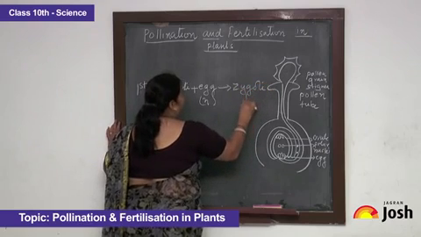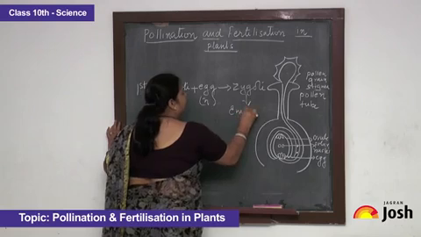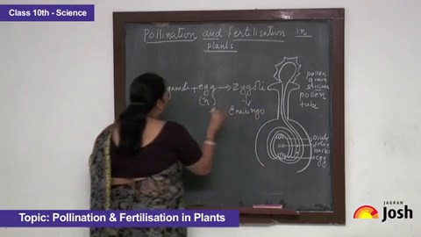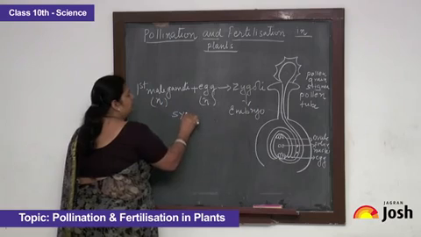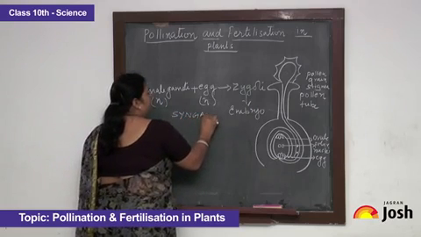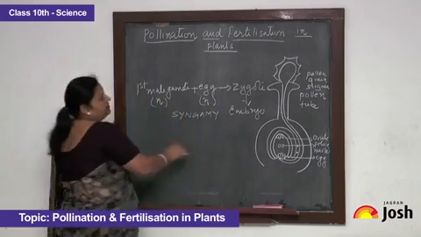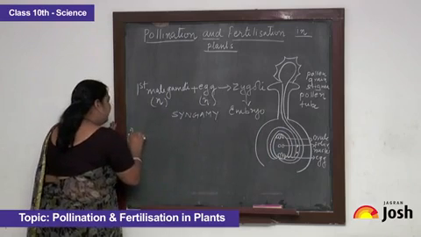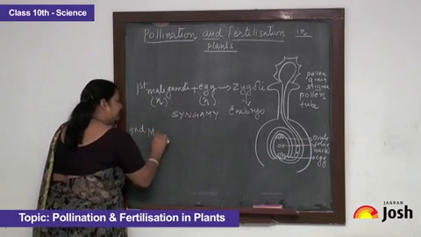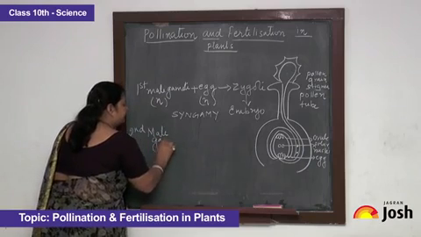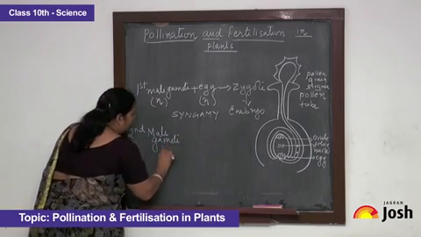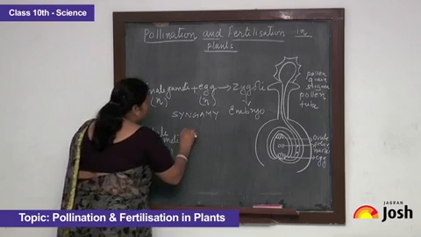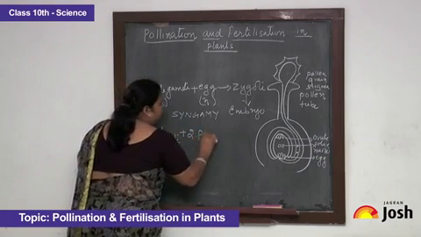This zygote later on develops into an embryo, and the entire phenomenon is called syngamy. Now the second male gamete, which is also a haploid structure, fuses with two polar nuclei.